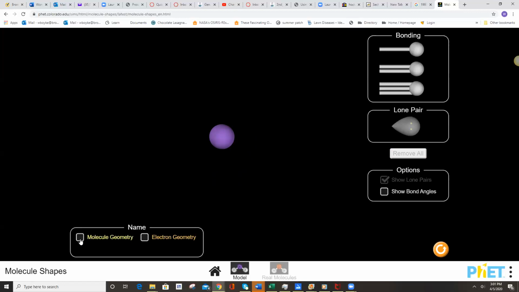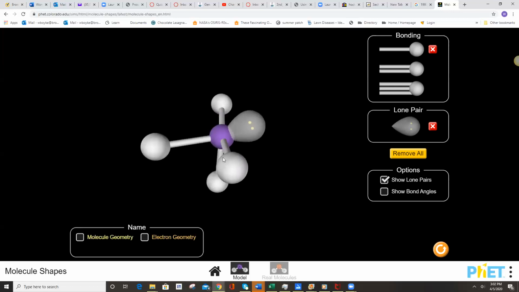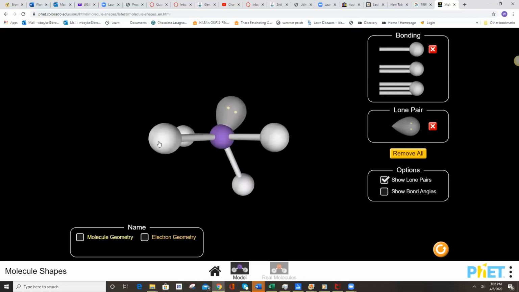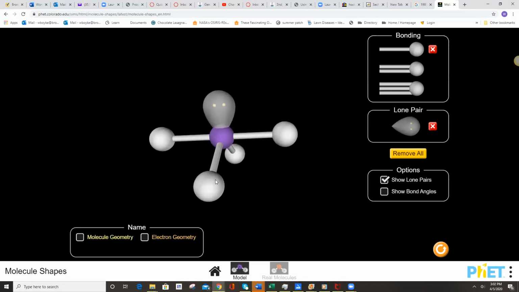Here, you're counting up the total electron groups. There's 5. There's 4 bonds and 1 lone pair. So we have 5 total electron groups, 4 bonding groups, 1 lone pair. So let's build that molecule. I need 4 bonding groups, and now I have a lone pair. I'm going to reposition the molecule so we can look at it in a very specific way that'll help identify some of the shapes that are going on here.